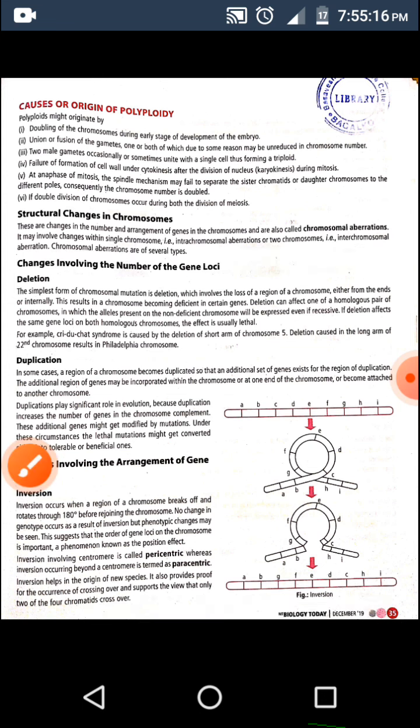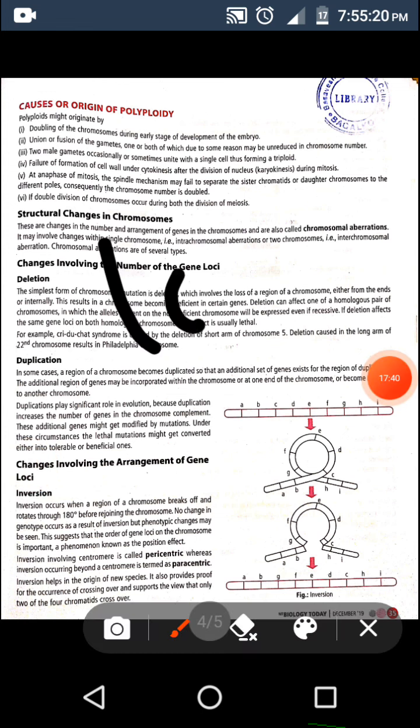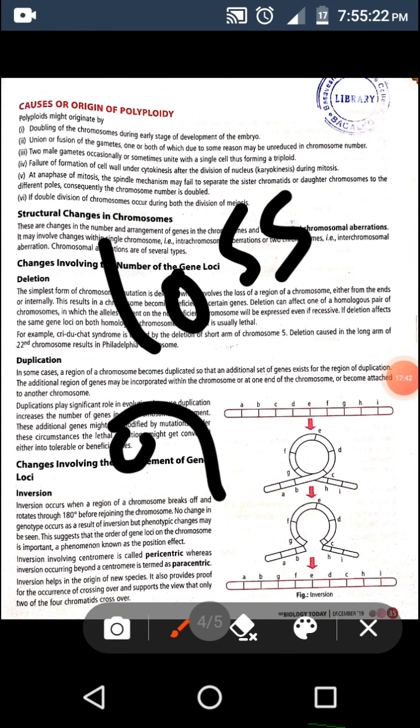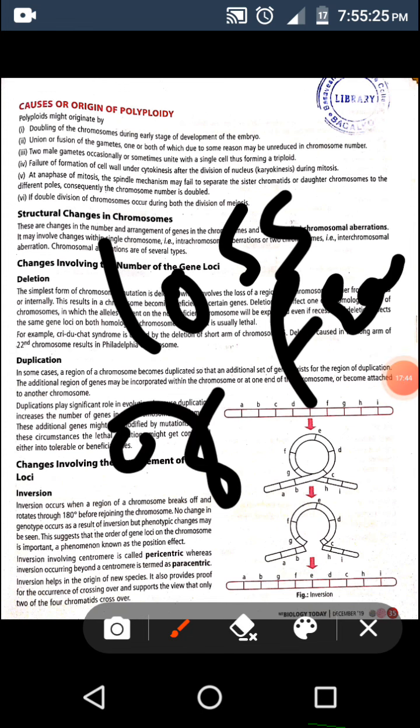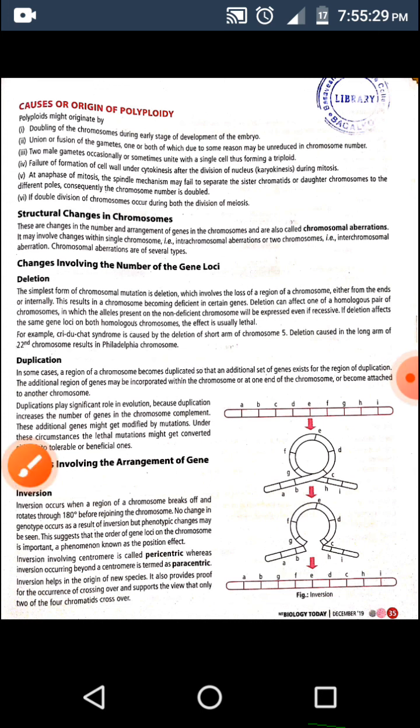It may involve changes in a single chromosome, or in other words, a loss of a fragment or segment of a chromosome is called a structural change in chromosomes. The structural change can be studied under four subheadings: deletion, duplication, inversion, and translocation.